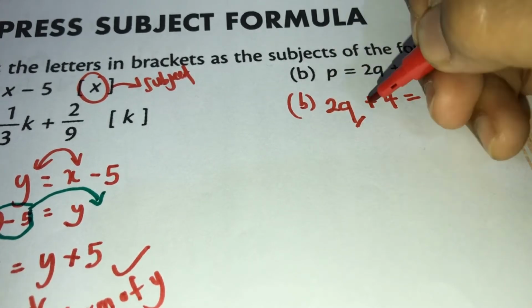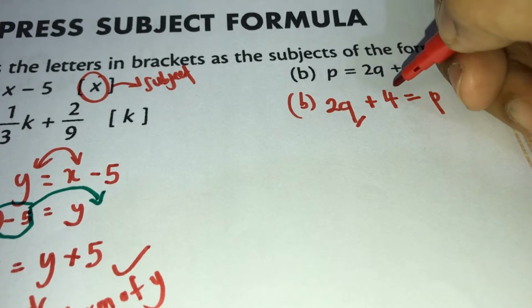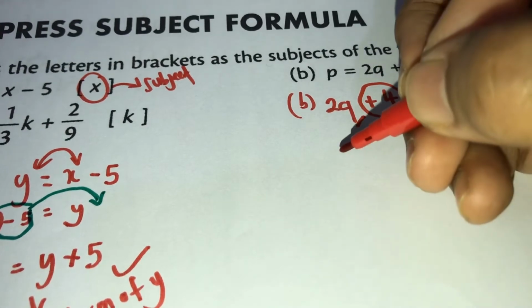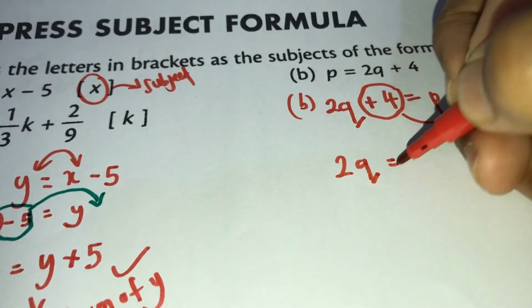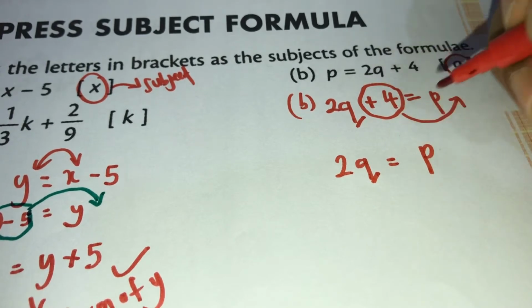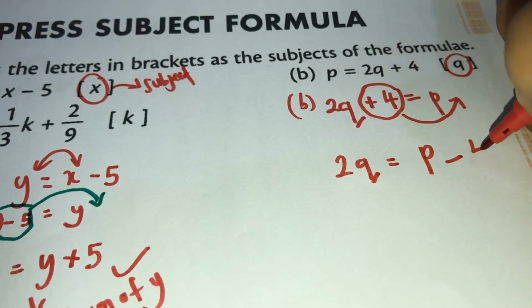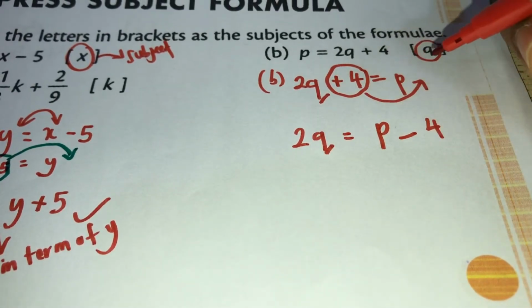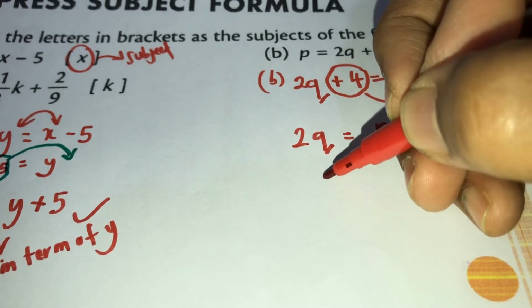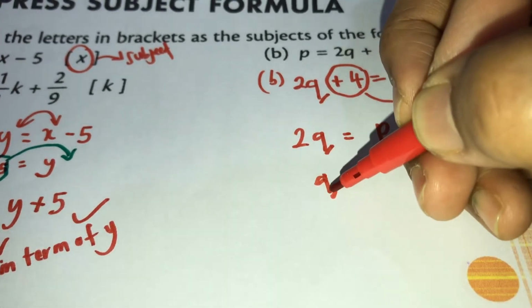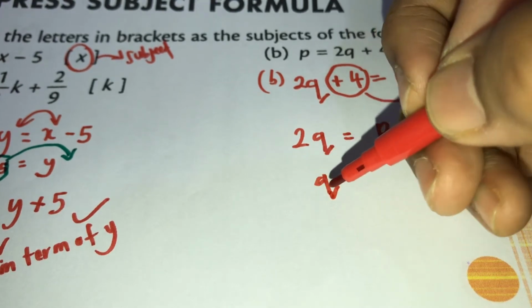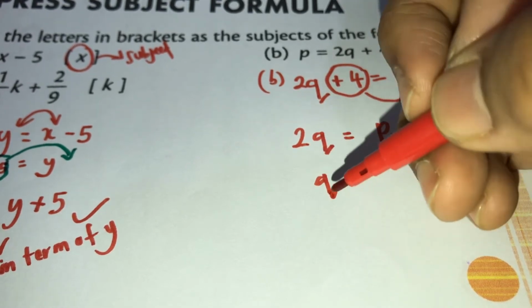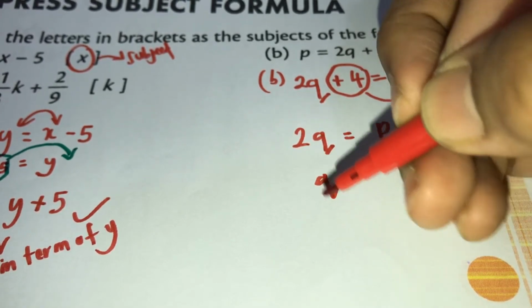After you change place, you move 4 to the right, because Q as the subject must be at the left. 2Q equal to P, and the positive 4 moved to the right becomes minus 4. Then, because the question wants Q as the subject, the coefficient of the subject must equal 1. You cannot write any number here, not 2, not a decimal, not a fraction, just the letter only.